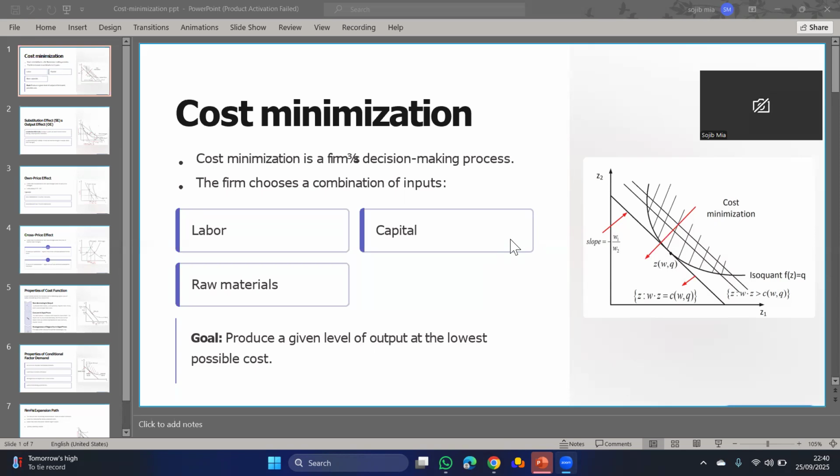Today I will talk about cost minimization, an important concept in microeconomics and farm decision making. The main idea is simple. Farms want to produce a given level of output at the lowest possible cost by choosing the right combination of inputs such as labor, capital, and raw materials.